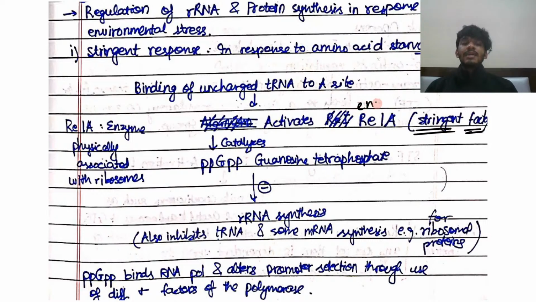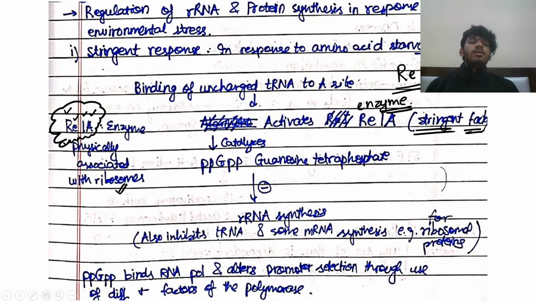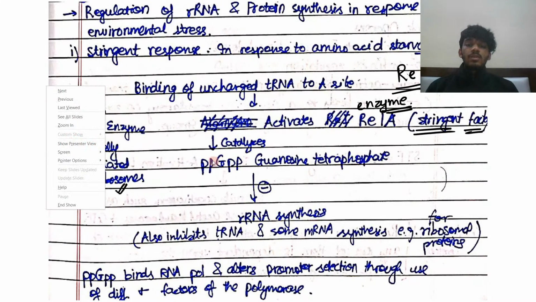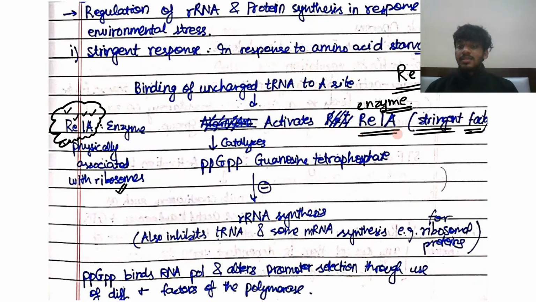This is basically an enzyme, an enzyme which is physically associated with ribosomes. It is called RelA. I remember this as ribosomal enzyme 1A because it is physically associated with the ribosome. So it is also called the stringent factor. Okay, so what this enzyme does is that it catalyzes the formation of guanosine tetraphosphate.